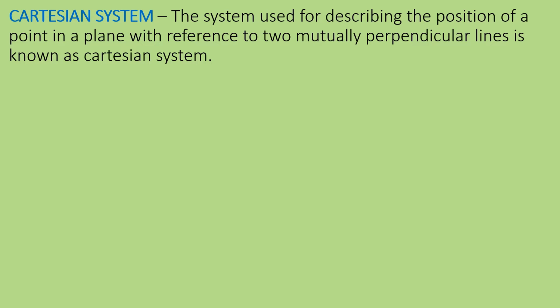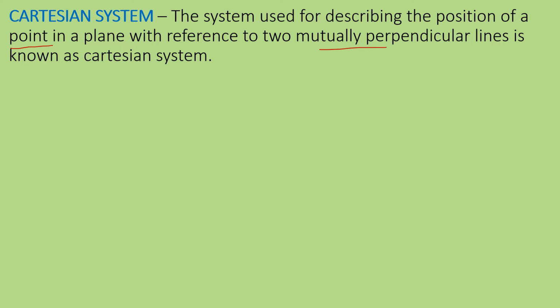So, first topic is the Cartesian system. So what is the Cartesian system? The system used for describing the position of a point in a plane with reference to two mutually perpendicular lines is known as the Cartesian system.